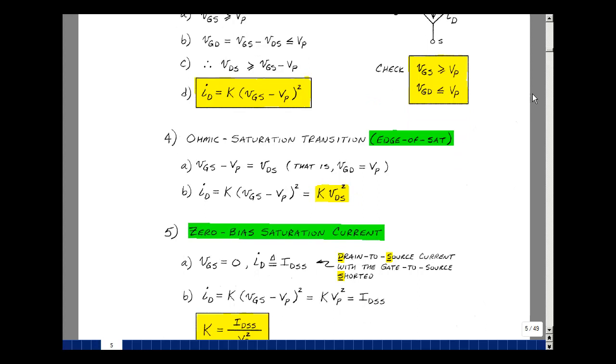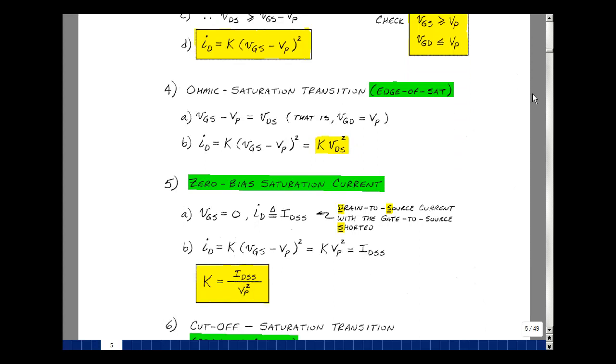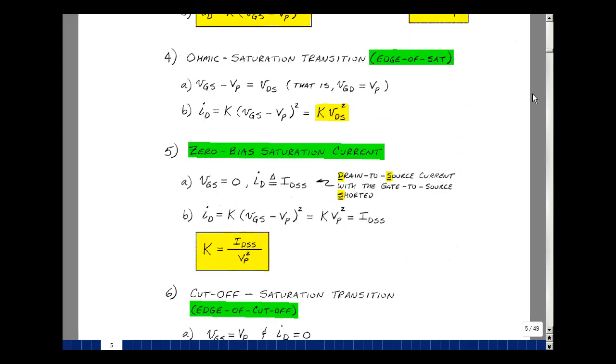K is in several of our equations, so we need to solve for it. We're going to do that in probably the easiest possible way, and that's to take the equation either in ohmic or in saturation. The saturation one's a little bit easier, and evaluate it at a point.